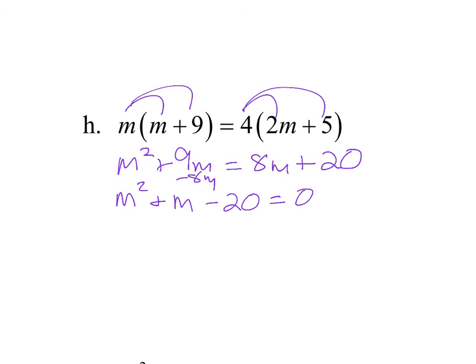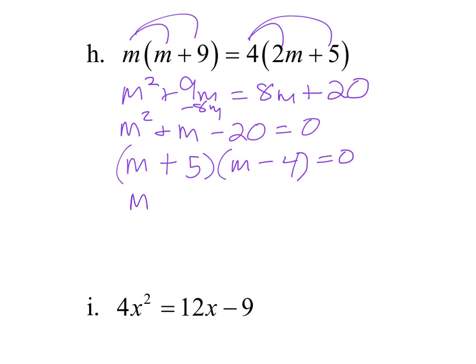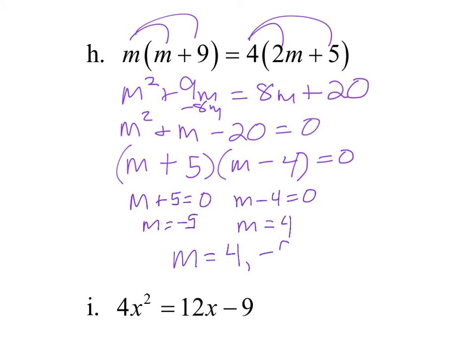Factors of 20 that subtract to 1. You got it, 5 and 4. It's a subtraction, so the largest is a plus there. So m plus 5 equals 0. Subtract 5 from both sides. Or m minus 4 is equal to 0. We add 4 to both sides. So m is 4 or negative 5.